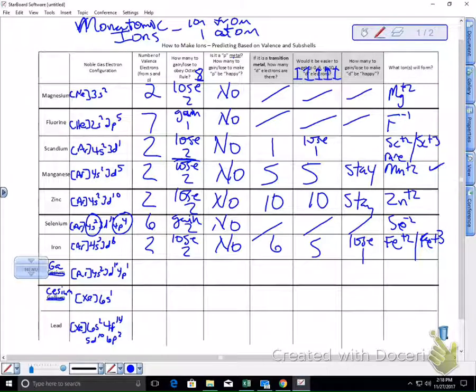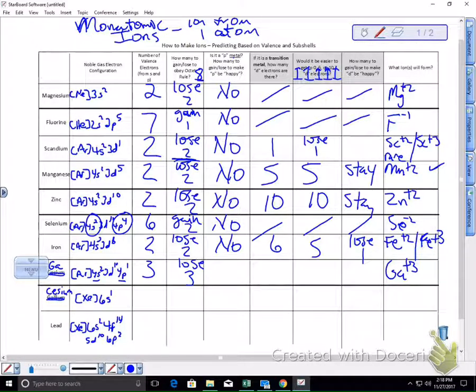The next one is gallium. So gallium, if you add up the valences, we've got 2 here and 1 here, so 3. 3 is still closer to 0, so we will lose those 3. And then gallium will be a +3 ion. Is it a p metal? Well, yes, it is. It is a p metal.